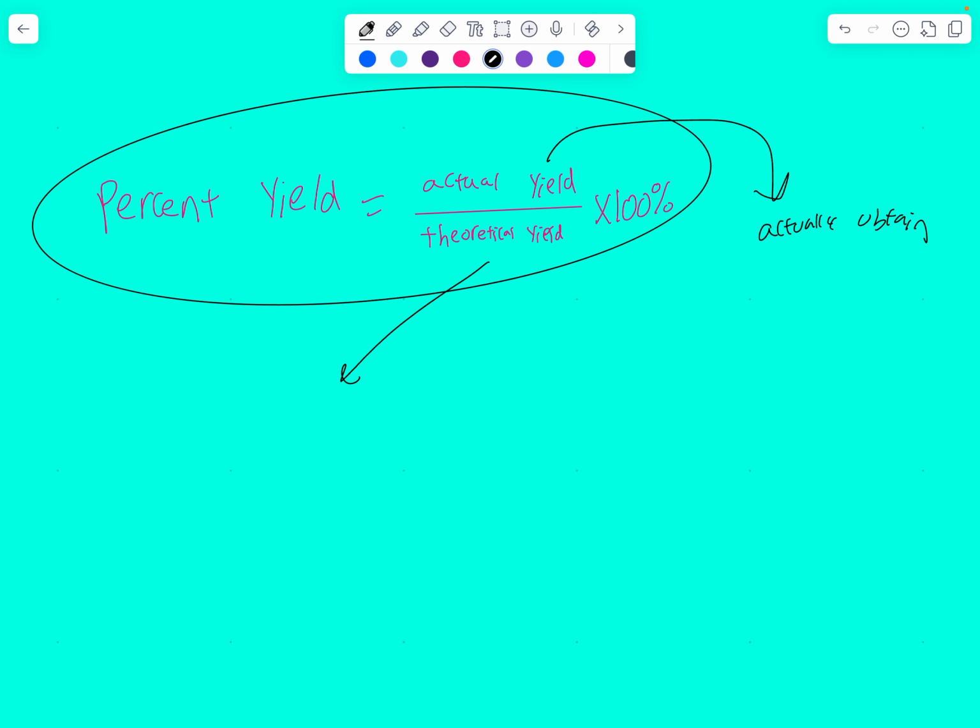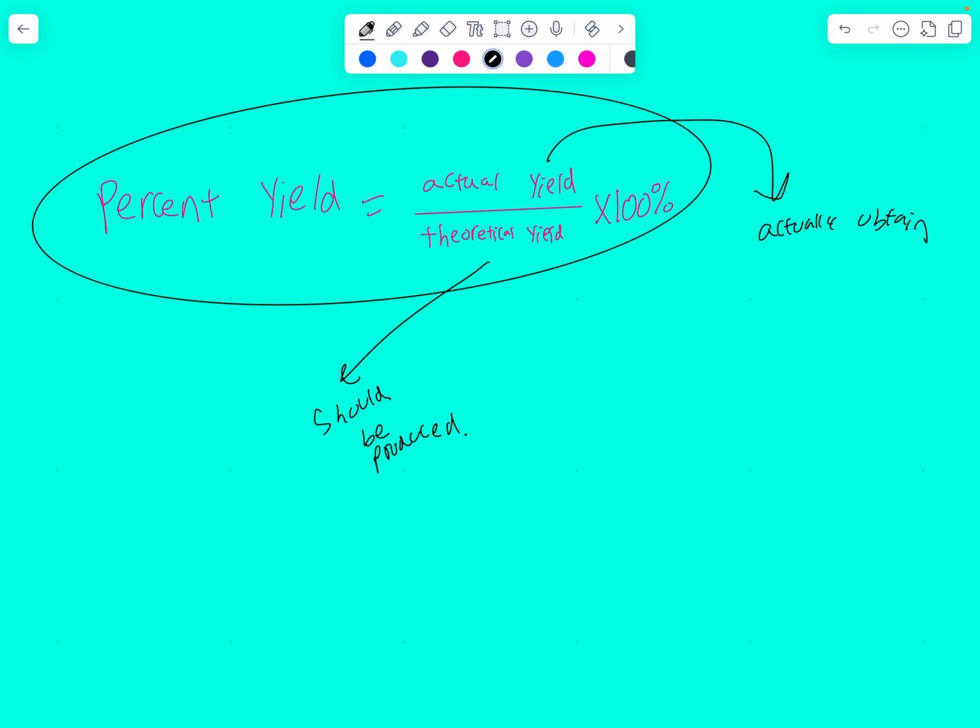The theoretical yield is the amount of product you calculate should be produced based on stoichiometry, assuming the reaction goes perfectly, all right? So theoretical is like a dream, something you wish should be produced. And then the actual yield is the actual reality. What did you actually obtain? I think you guys got that.